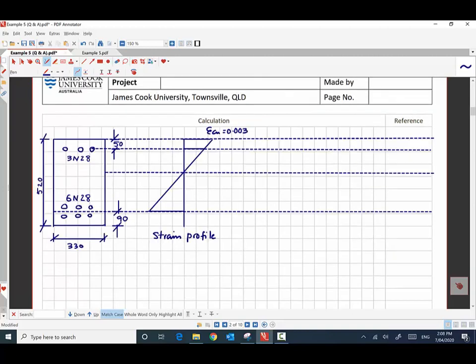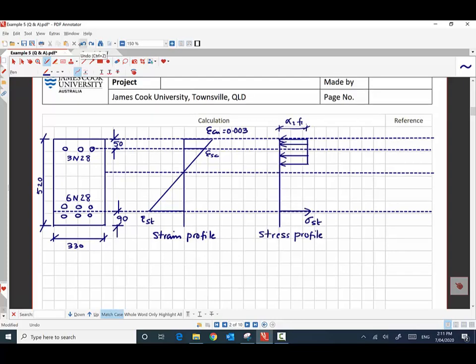So this is the strain profile. As you can see, epsilon C is 0.003, epsilon ST is the strain in the tensile steel, and one extra thing that we have is the strain in the compression steel, which is denoted as epsilon SC. Now drawing the stress profile. This is the stress profile as we already know. The only thing extra is that there will be a stress in the compression steel level as well, which we can denote as sigma SC.